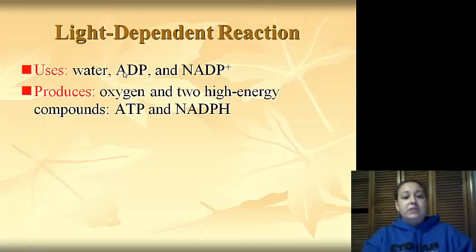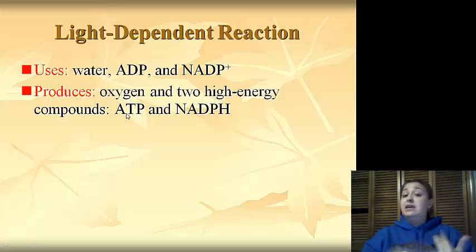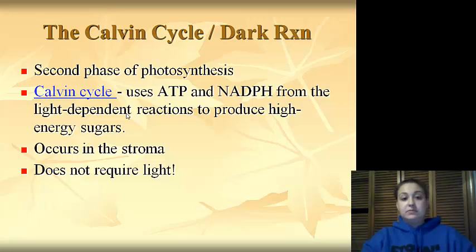So we used water, ADP, which is the low energy form of ATP, and NADP+, which is the low energy form of NADPH, to create oxygen and the high energy forms, ATP and NADPH. So we're done with the light cycle. That only happens during the day when there's light. Now we hit the Calvin cycle, or the dark reaction.